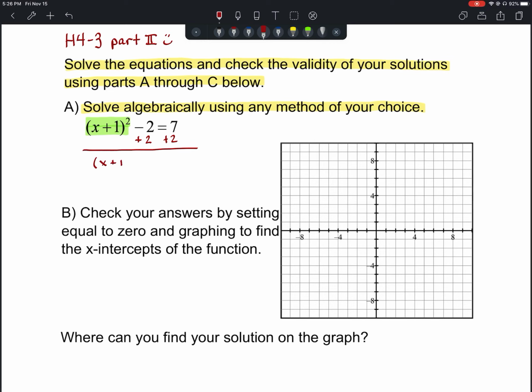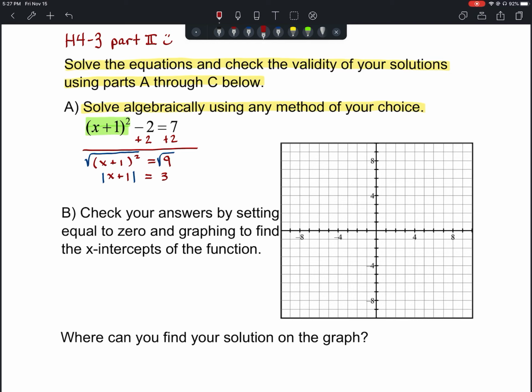And we have the quantity of x plus 1 squared equals 9. Let's undo the square by taking the square root. And remember, when you take the square root of something squared, you're going to end up with the absolute value of whatever's inside. So we have the absolute value of x plus 1 equals 3.